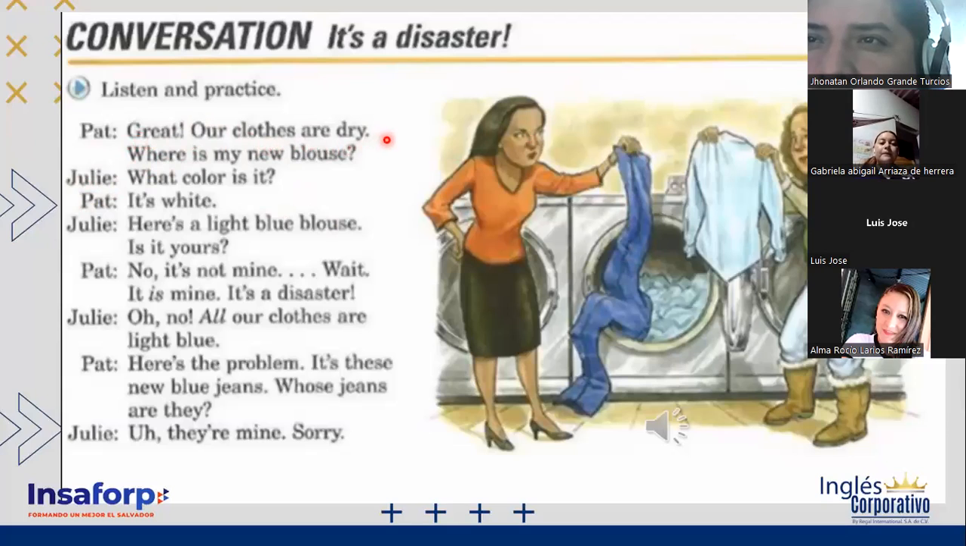Are our clothes gray? Where is my new blouse? What color is it? It's white. Here's a light blue blouse. Is it yours? No, it's not mine. Why is it a disaster? Oh no, our clothes are light blue. Here is the problem. These are new blue jeans. Whose jeans are they? Oh, they're mine. Sorry.